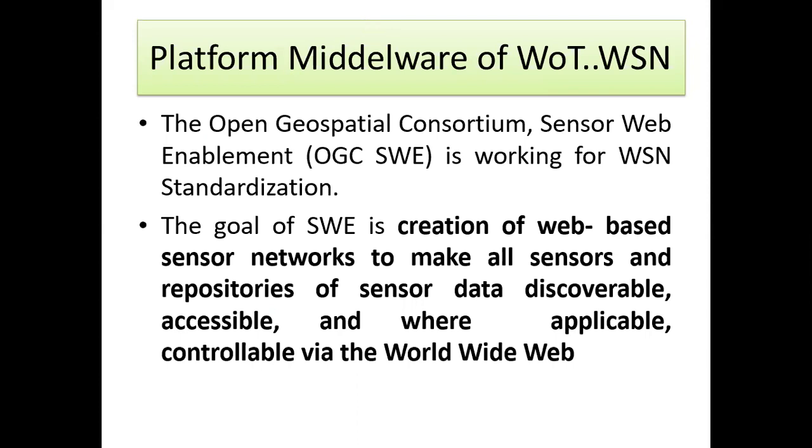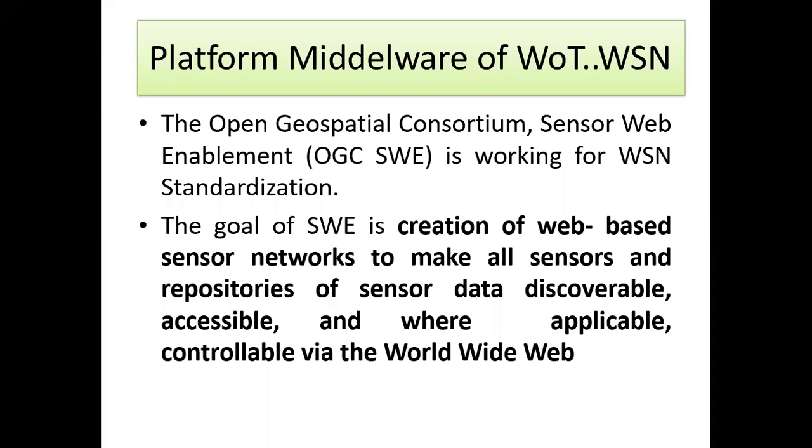So your next point is the platform middleware of WoT, which is WSN middleware. WSN means wireless sensor network. Okay, so this approach is done by the ubiquitous sensor network, USN. Okay, so for this WSN, the Open Geospatial Consortium Sensor Web Enablement, that is OGC SWE, is working for this WSN standardization.